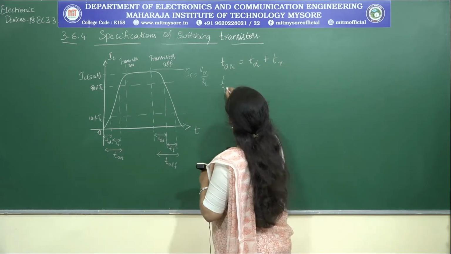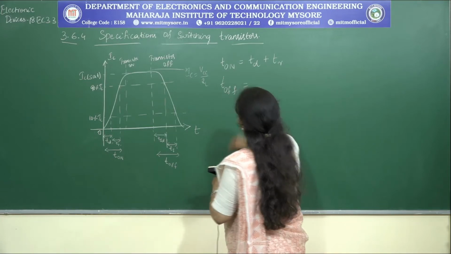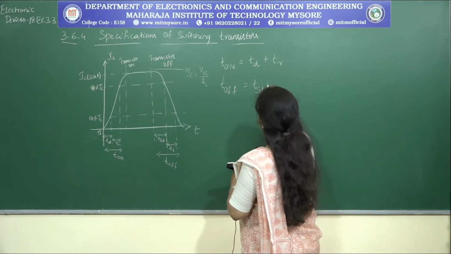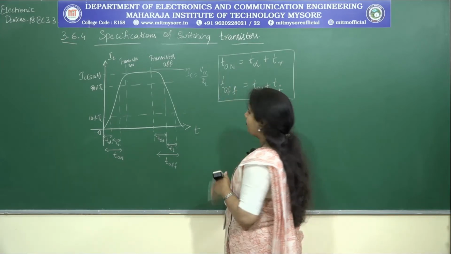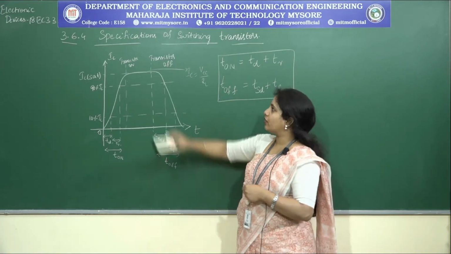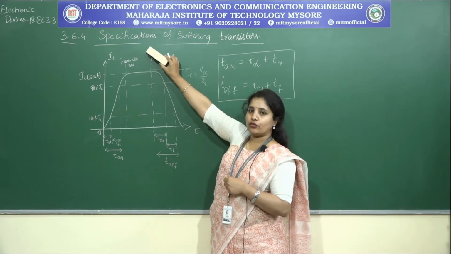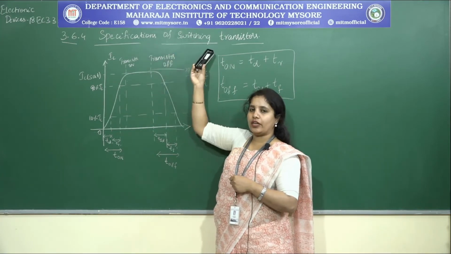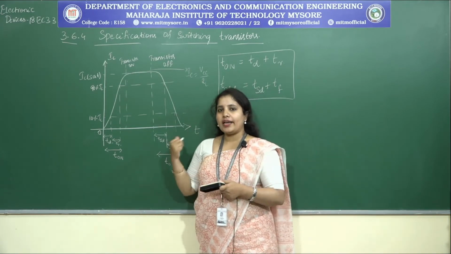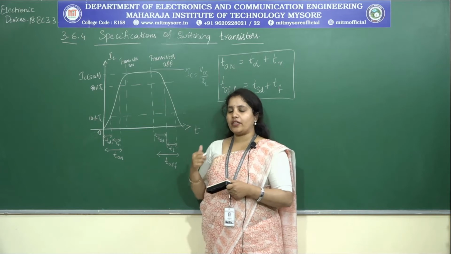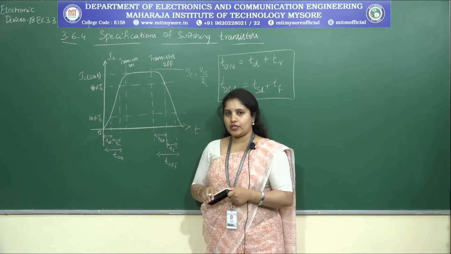So if I want to represent the equation for off time, how will I represent that? It is TSD plus TF. And these are the specifications that you have to consider or look into whenever I am considering the switching transistors. And this completes the sixth topic, that is switching in the BJTs.